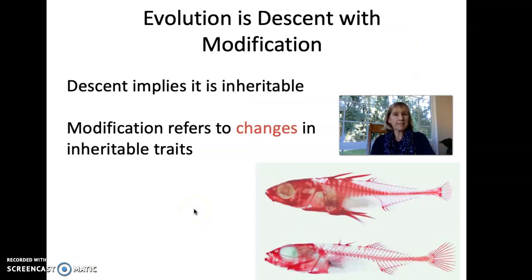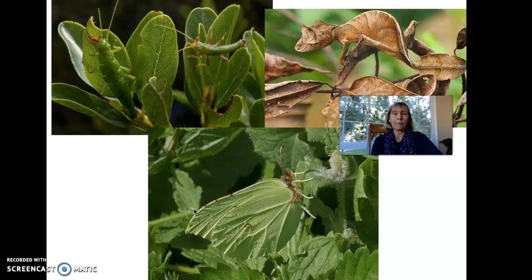We often hear this definition: evolution is descent with modification. So what does that actually mean? Descent, I've written for you here, implies it is inheritable. So we're talking about something that you can inherit. Modification has to do with some change that happened, a change that happened and then is going to be inherited. Okay, so that's the gist of it.